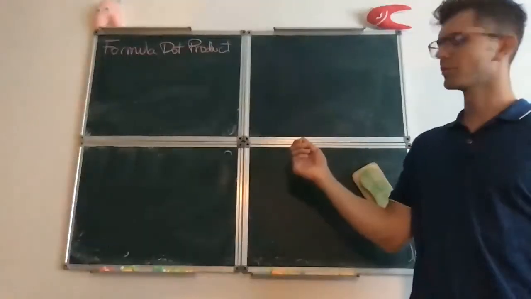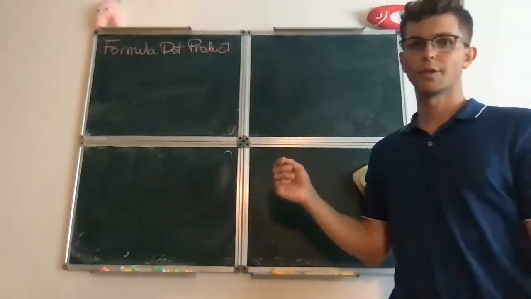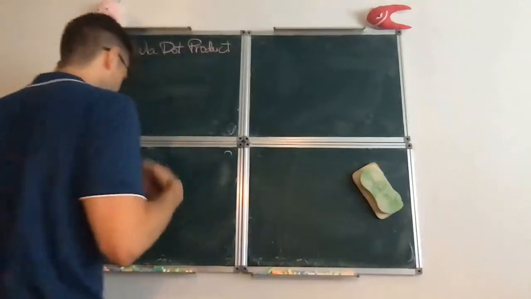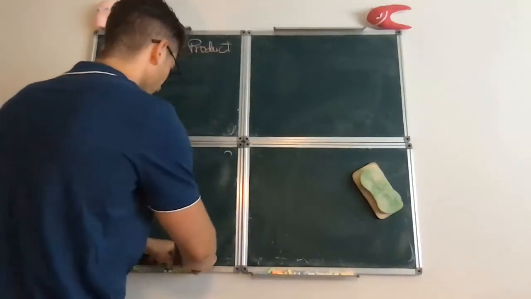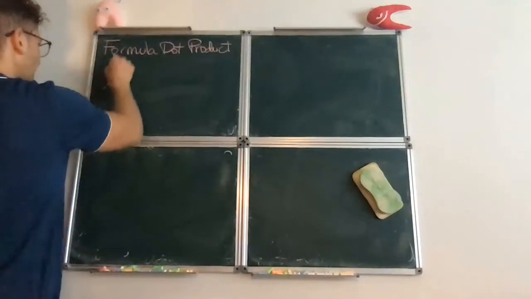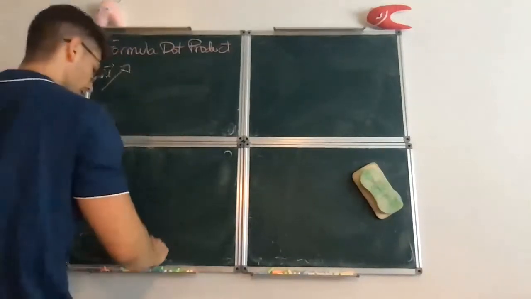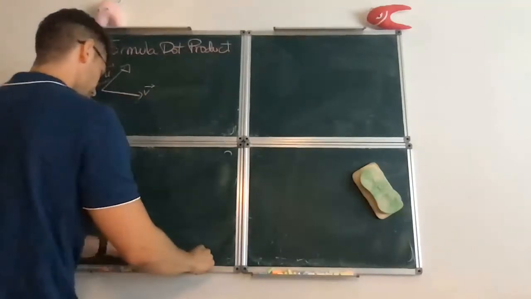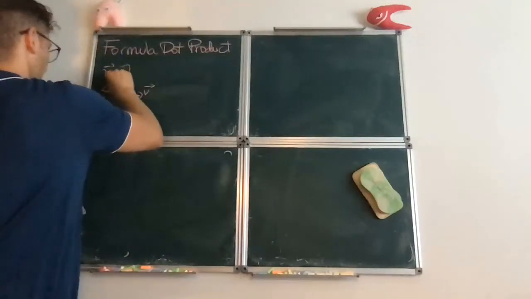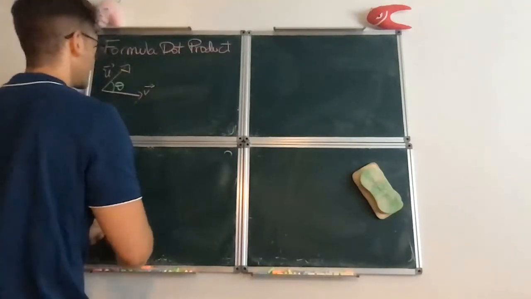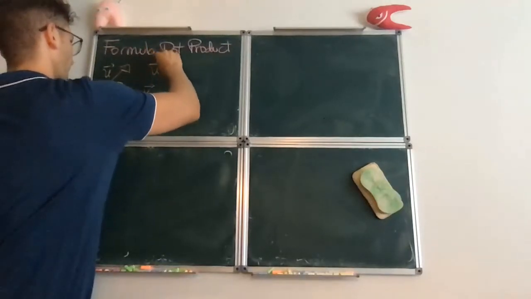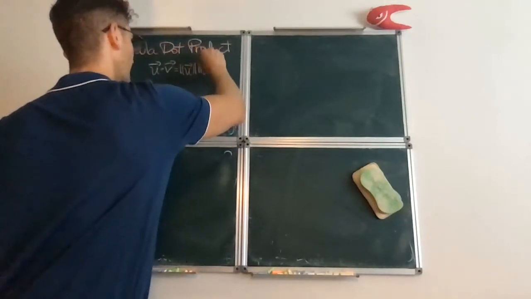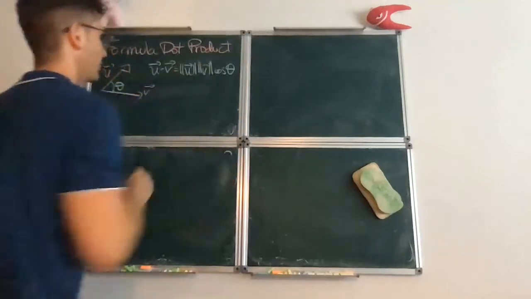Okay, so now I'm going to explain to you the formula for the dot product between two vectors. Remember last time I gave you the geometric interpretation for the dot product, which is that if you have two vectors u and v making a certain angle theta between them, then u dot v is the same as the norm of u times the norm of v times the cosine of the angle between them.